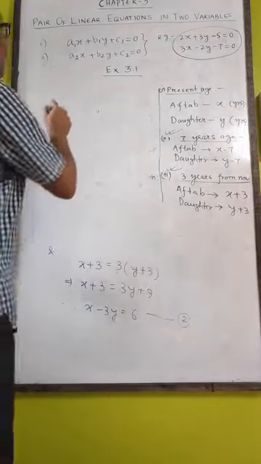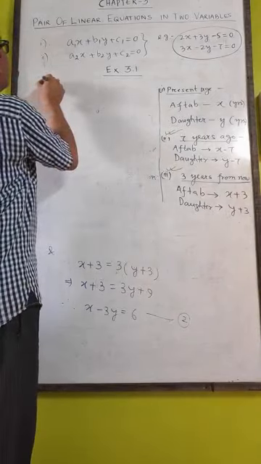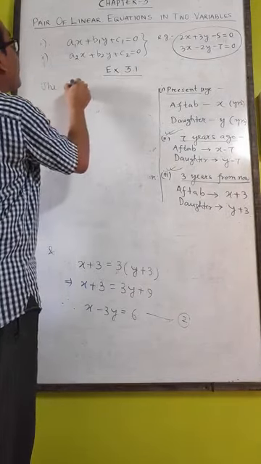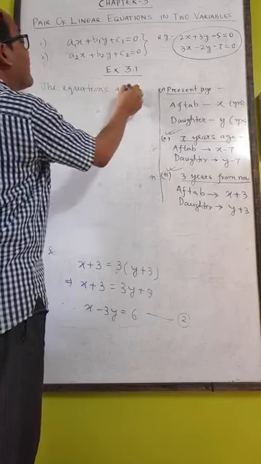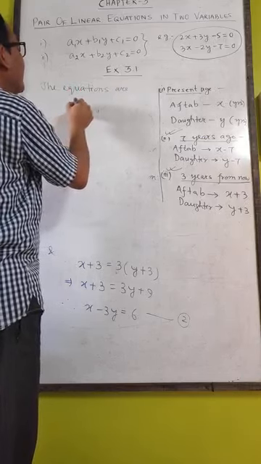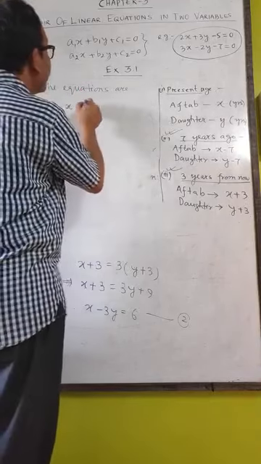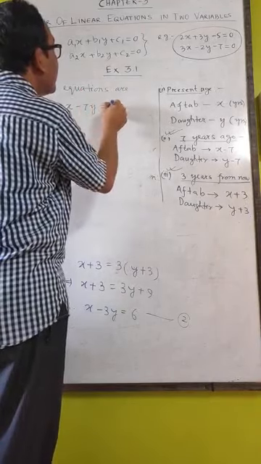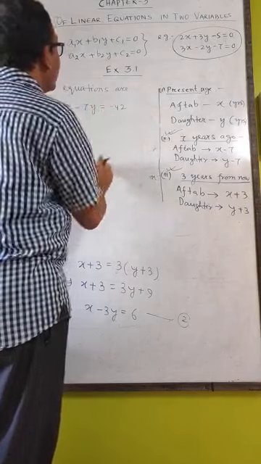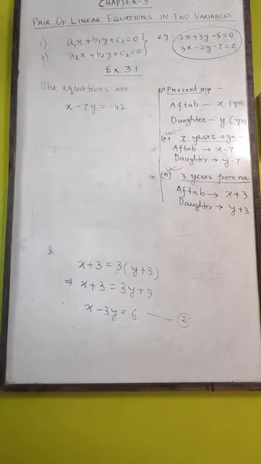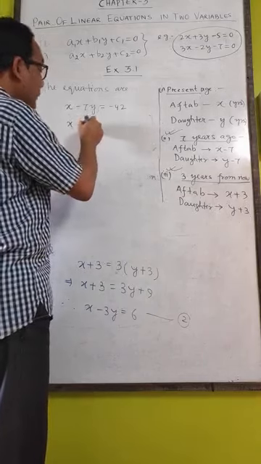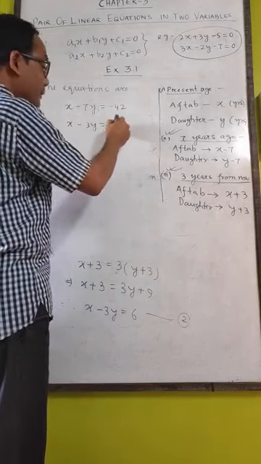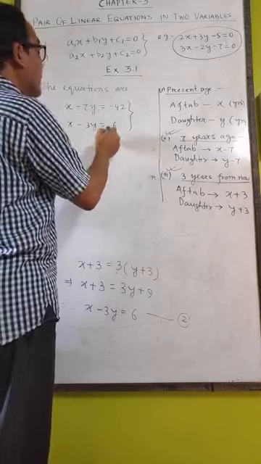So let me write here. Yes, what are the equations? The equations are, let us write the equations here. x minus 7y equal to minus 42. Okay? And the next one is x minus 3y equal to 6. Okay, so these are the two.